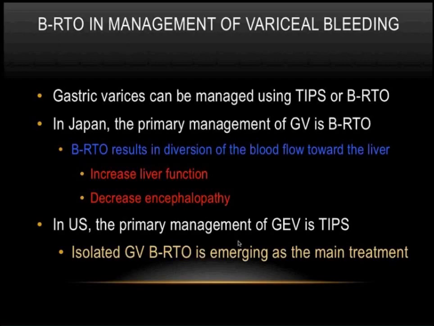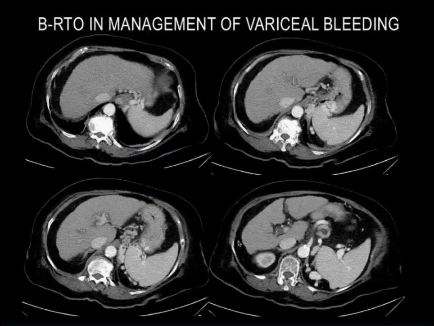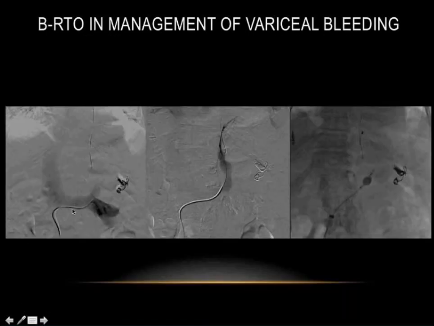In the United States right now, BRTO is becoming popular, and a bunch of people are nowadays doing BRTO for management of patients with gastric varices, isolated gastric varices. This is an example of a patient with a large gastric varix in the stomach, draining into a spontaneous gastrorenal shunt. So this is the procedure per se, catheterizing the shunt with a catheter.